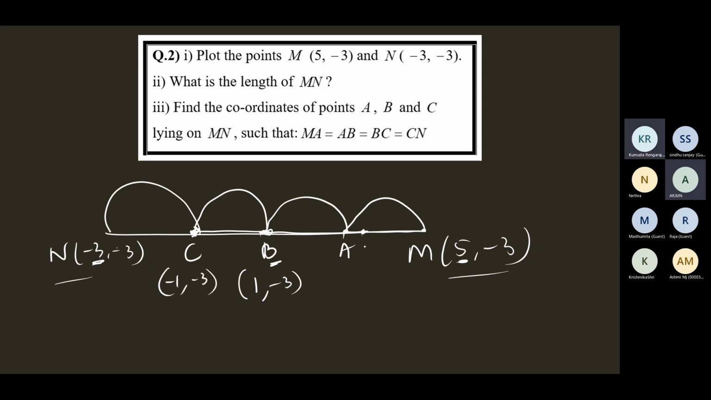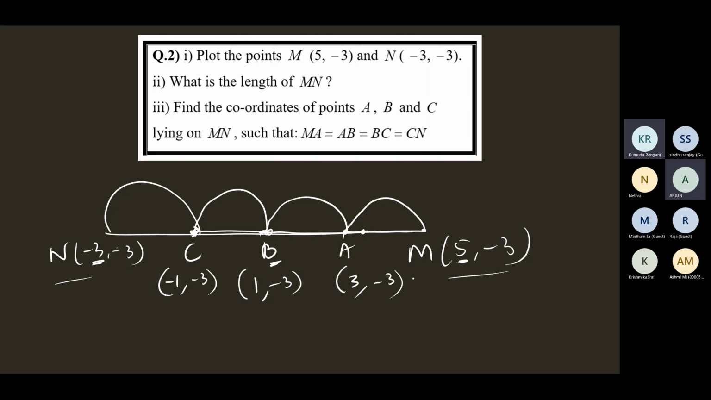Now A is the midpoint of, please answer this at least. A is the midpoint of B and M, BM. So what will be the x coordinate of A? It's the midpoint of BM. So take the coordinates of B and M. Add the x coordinates, 1 and 5. 6. 6 by 2, 3. Add the y coordinates, minus 3, minus 3, minus 6 by 2, minus 3.